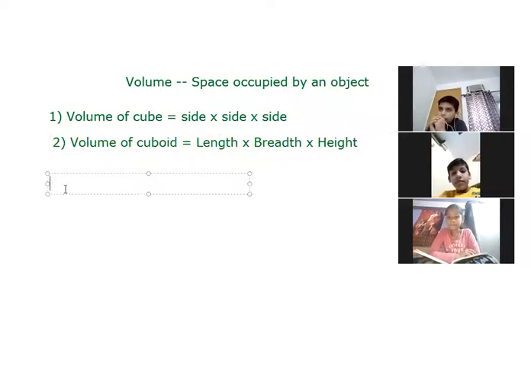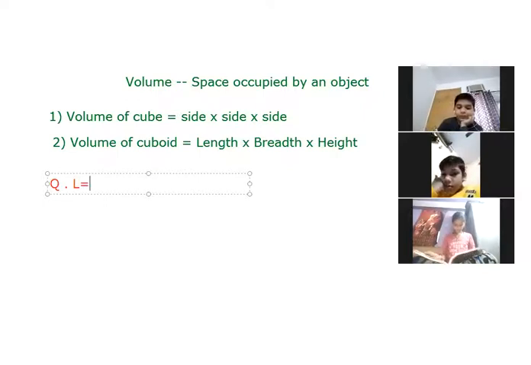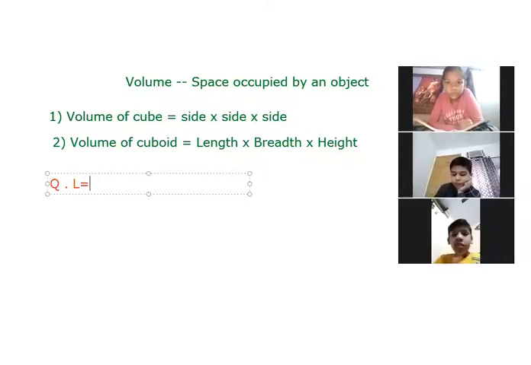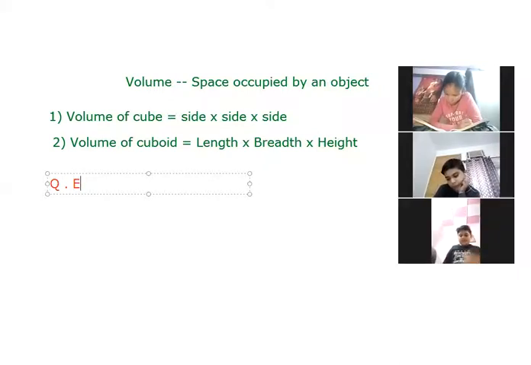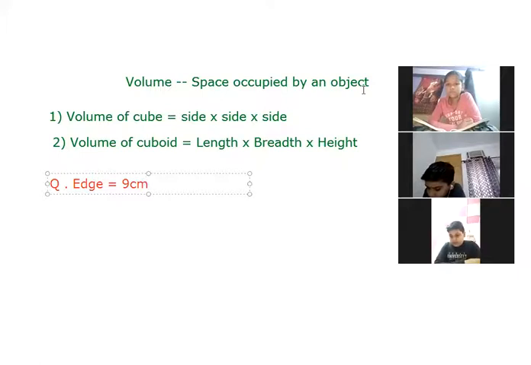Okay, so now ma'am is going to take one question from your book. Ma'am is going to take one example. Suppose the edge of this cube is 9 centimeter. That is given in your book. Okay, beta, edge of a cube is 9 centimeter, and we have to find out its volume.